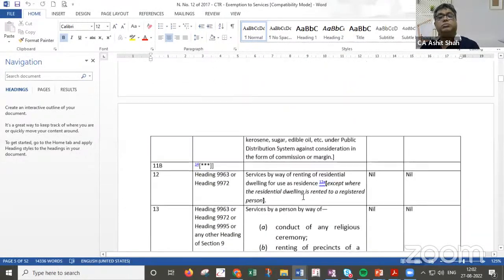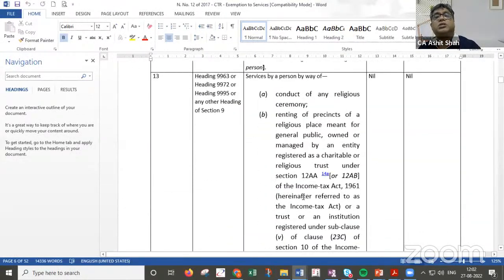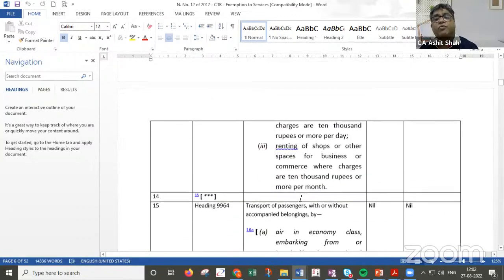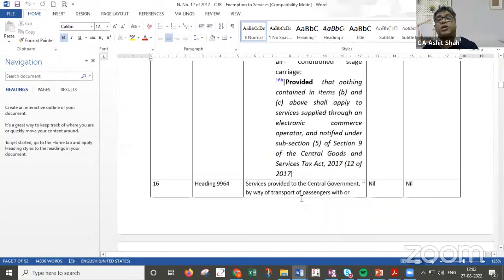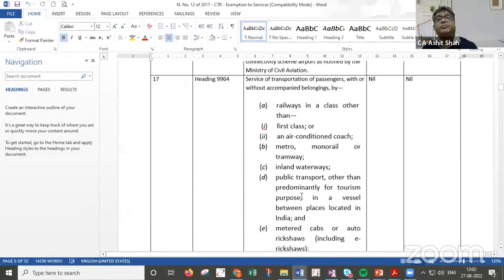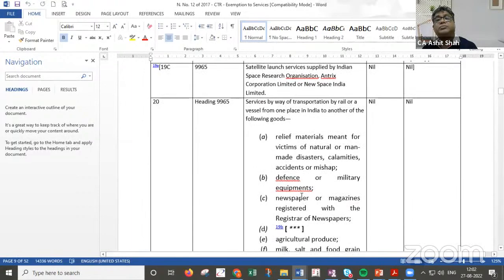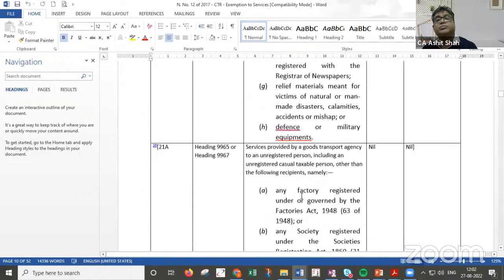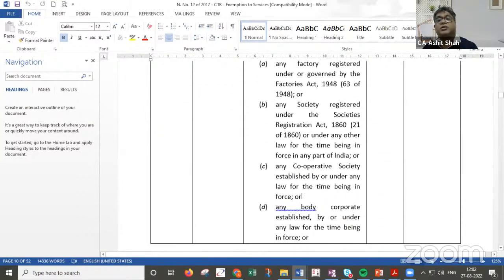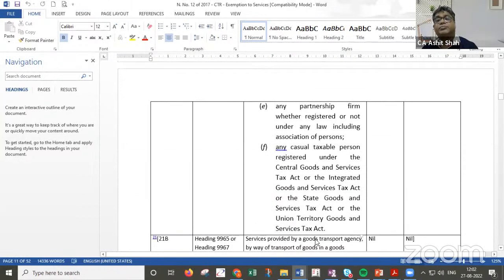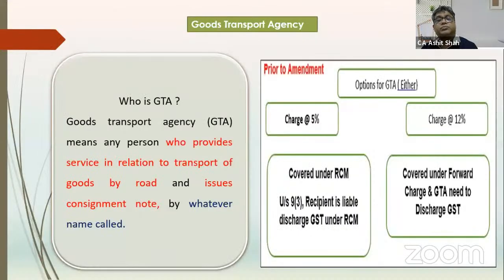Nilesh bhai, you can unmute yourself. What distinction are you trying to make? What I am trying to say is, earlier the law said that only a GTA person is liable to do this, correct? Correct. So what was the definition for payment under RCM? A goods consignment note issuer; only on that we used to pay the tax under RCM.